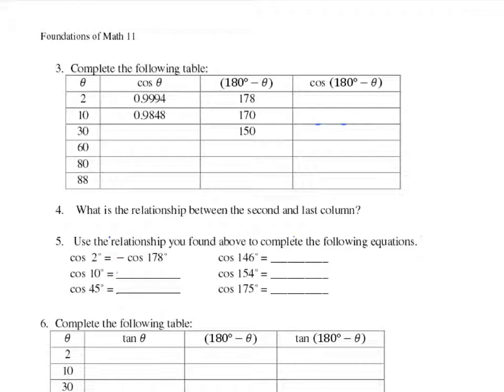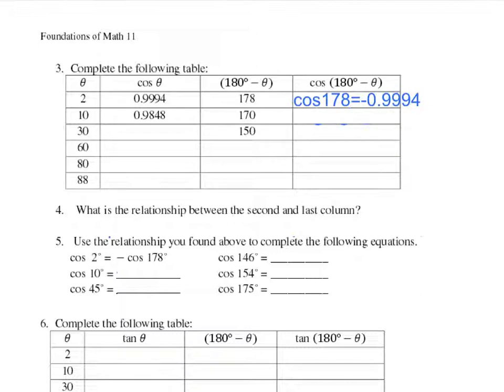So let's explore the cosine ratio now. Alright, so again, same table. This is theta, the angle. This is cos of theta, and this is 180 minus theta, and we're going to do cos of that. So cos of 2 degrees is 0.994. 180 minus 2 degrees is 178. What is cos of 178? Well, we see that it's the same except for the fact that it's a negative ratio. So the cos of 180 minus theta gives us the same ratio but negative.